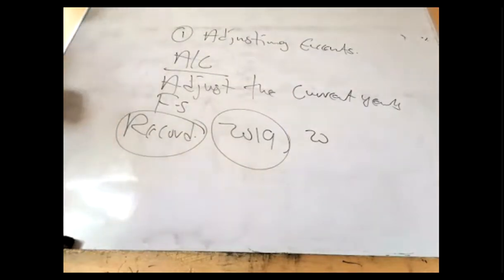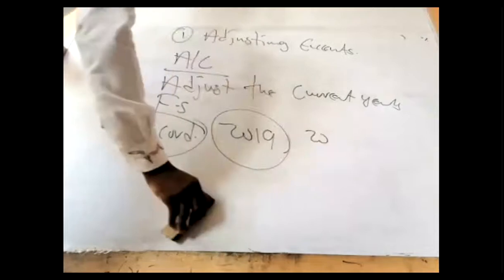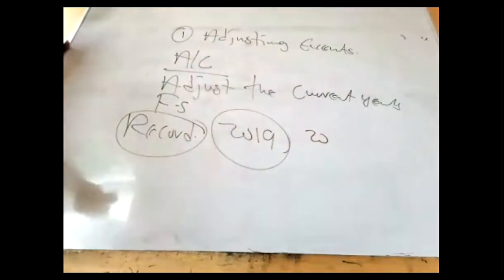Now, it is your duty to know the examples of adjusting events. So we'll go through about 5 examples. Anywhere you see them, they are adjusting events. So let's see.